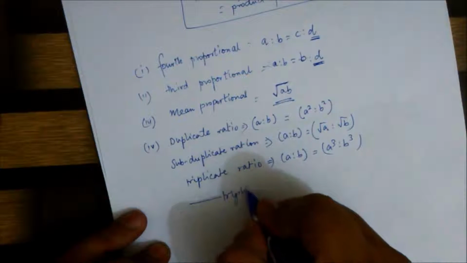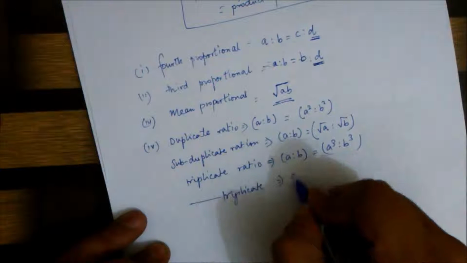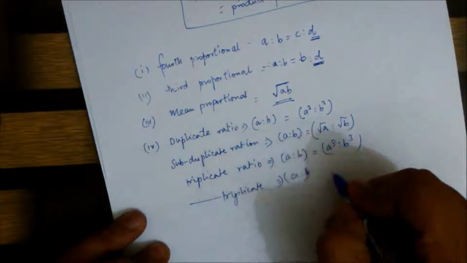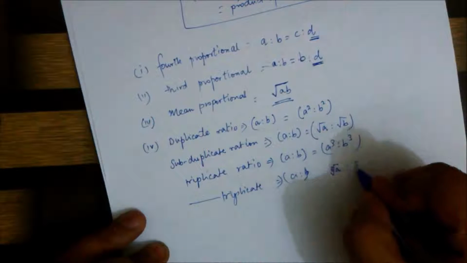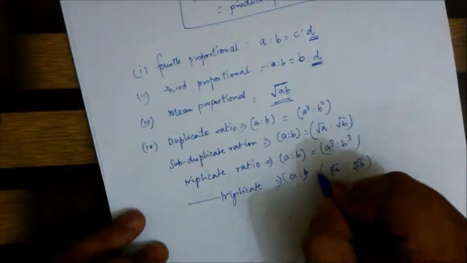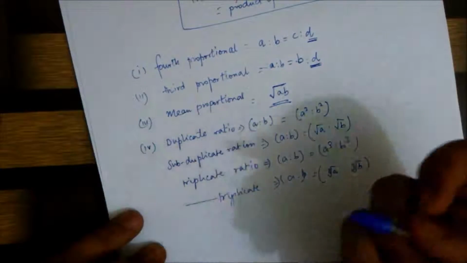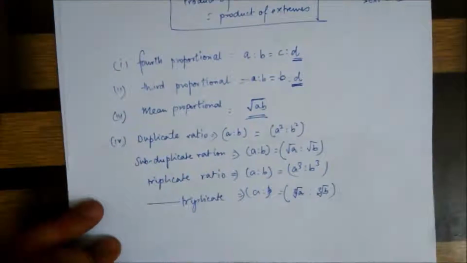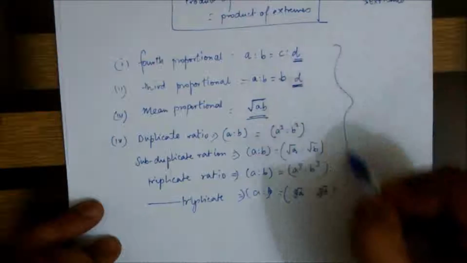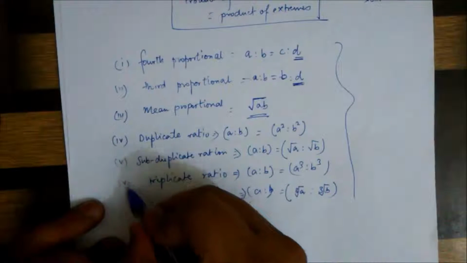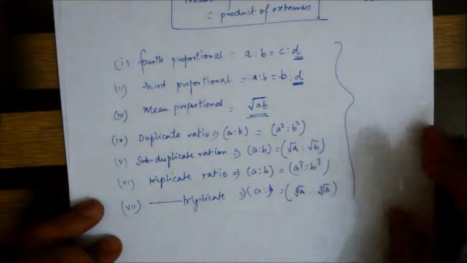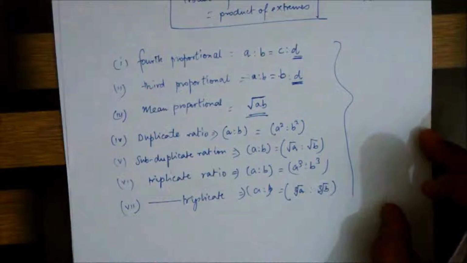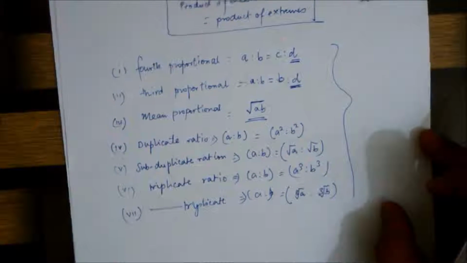And similarly, the subtriplicate ratio for A is to B will be cube root of A to cube root of B. So these are the basic terminologies which we need to take care of. That is the fifth, sixth and seventh basic terminologies, which we need to consider. So from now we'll move towards the mathematical part.